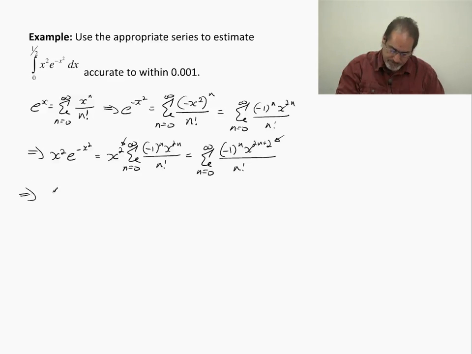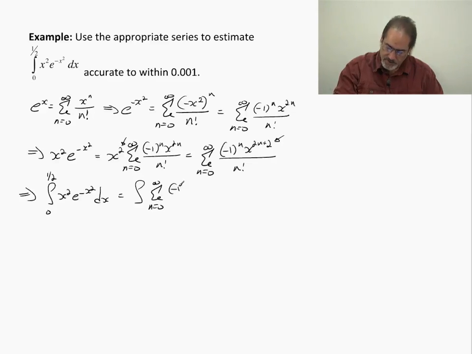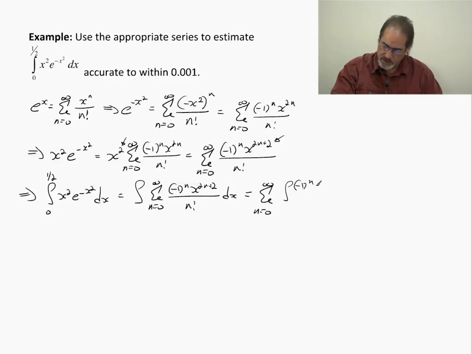That would then imply that the integral from 0 to 1/2 of x squared e to the negative x squared dx must be equal to the integral of the sum n equals 0 to infinity of negative 1 to the n x to the 2n plus 2 over n factorial dx, which of course is equal to the sum n equals 0 to infinity of the integral of negative 1 to the n x to the 2n plus 2 over n factorial dx. And of course I skipped my bounds here. I need to put the bounds of integration on here, which is equal to the sum n equals 0 to infinity.